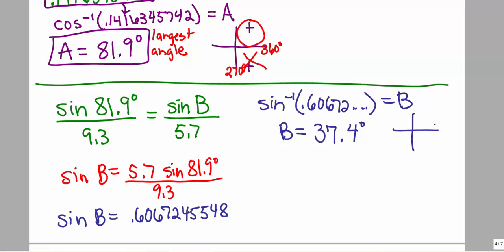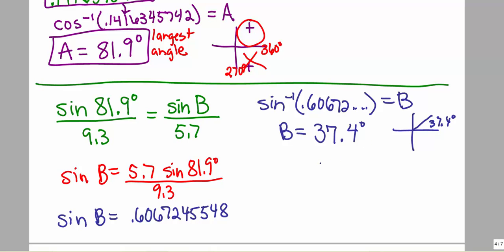Once again, we want to emphasize the point here that we have already found that angle A was the largest angle, 81.9 degrees. We solve for the largest angle first, using the law of cosines. That way, when we get to the law of sines to solve for that next angle, there will still be no ambiguity. So there's only one thing it could be. It can only be 37.4 degrees.